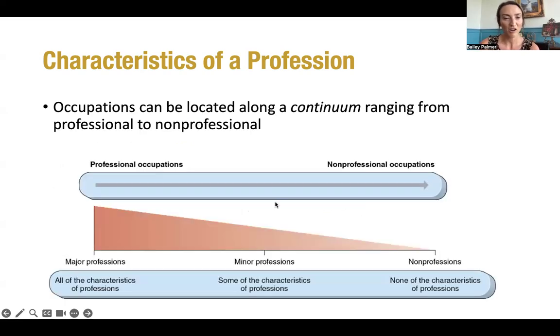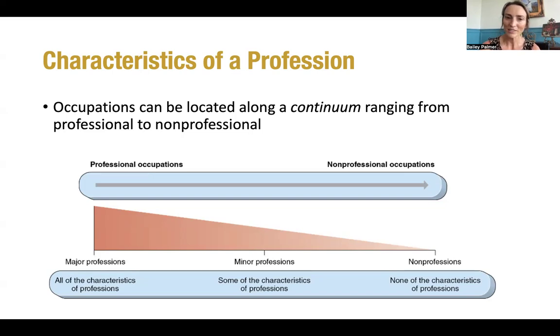Here we look at how occupations fall on a continuum ranging from professional to non-professional. Major professions have all the characteristics of professions, whereas non-professions don't really possess any of those characteristics that we just talked about. Major professions are your classic professions, such as a doctor, a lawyer, a professor, a banker, an engineer. So anything of that field or any of those subfields.